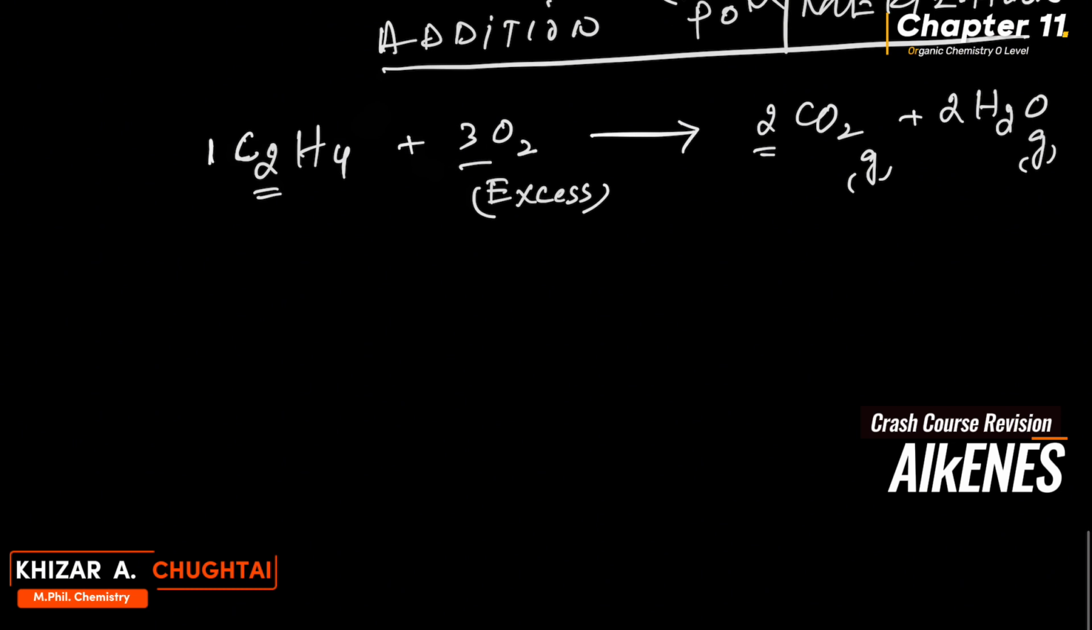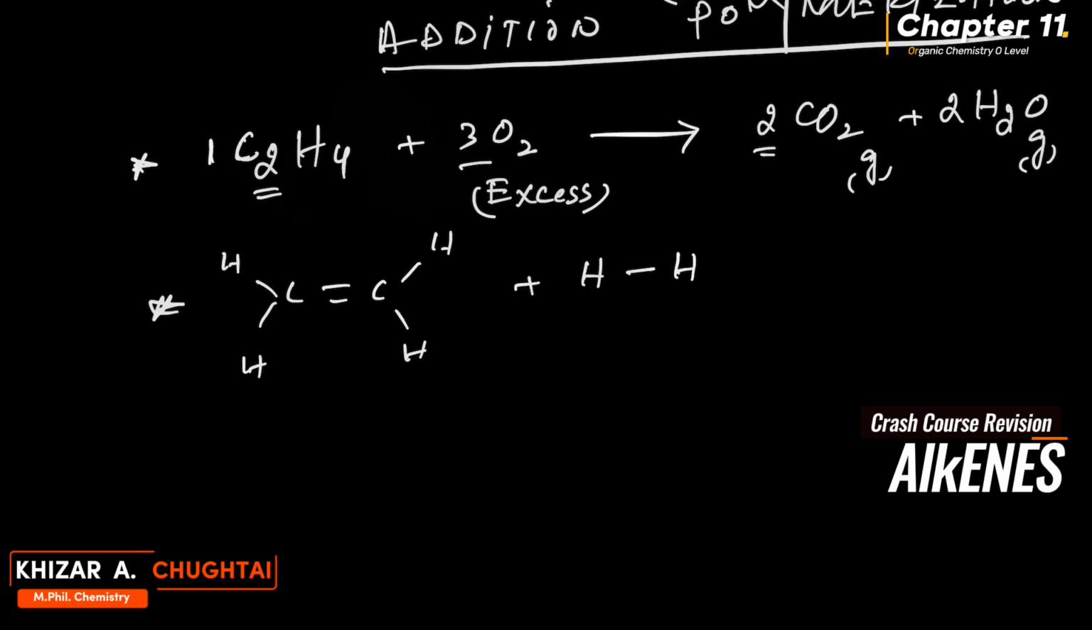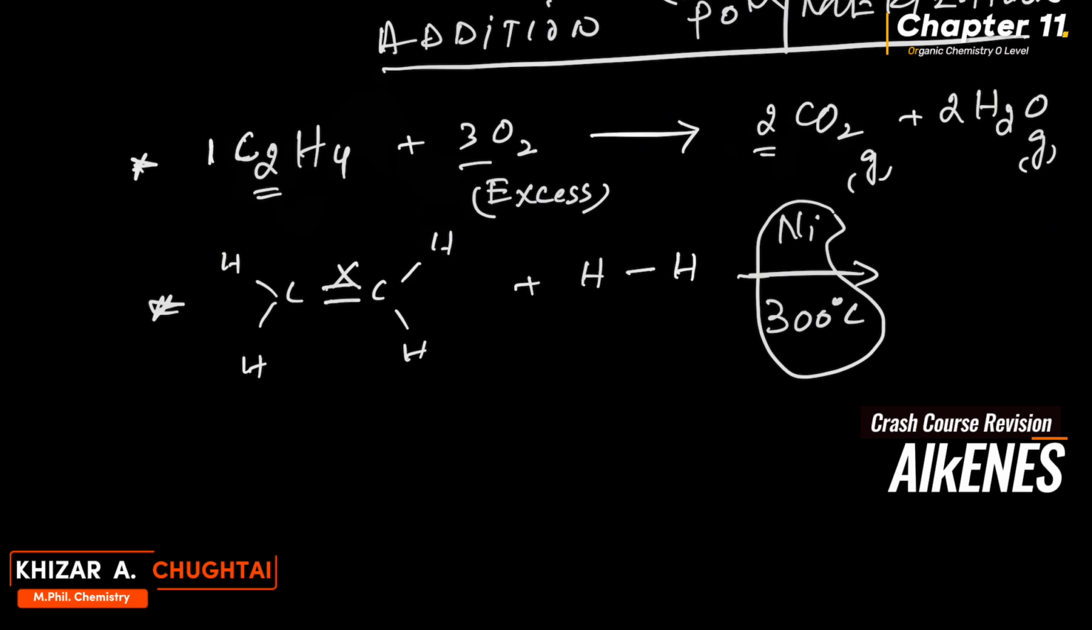Now come towards the next property, that is addition of hydrogen. If I'm having this ethene once again, and I'm going to add hydrogen, H bond H, this is hydrogen, in the presence of nickel and 300 degrees Celsius. These are said to be the conditions. Under such conditions, one of the double bonds is broken down. One of the CC bonds is broken down. Here is the breakage of the HH bond, and one H will go to one carbon atom. The other H will go to the other carbon atom.